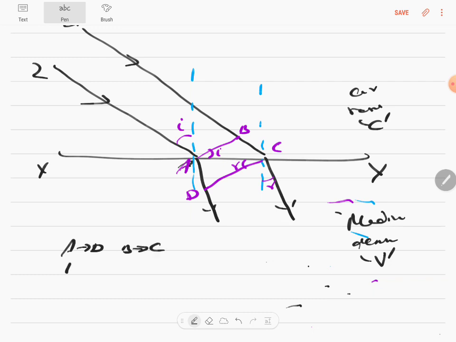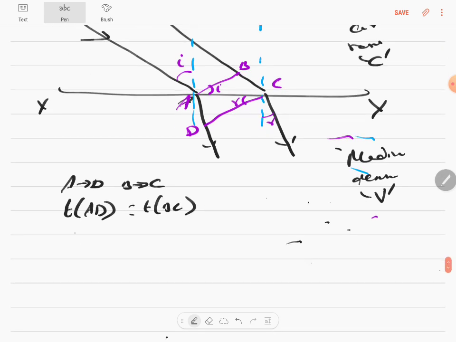So the time taken for AD is the same as the time taken for BC, but the distances are not the same, because for AD the distance is VT, since the velocity is V in the medium, and for BC it is CT. They are not equal.